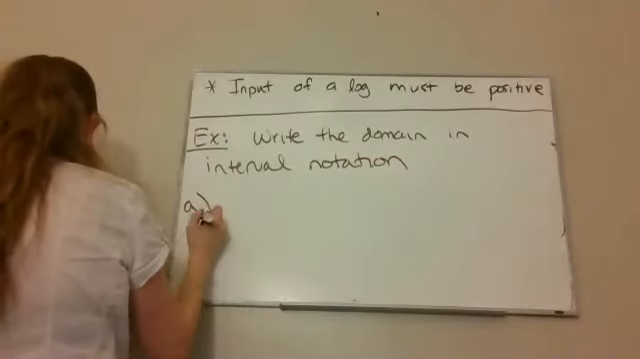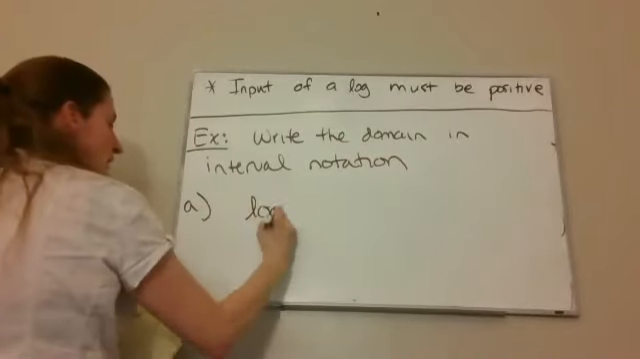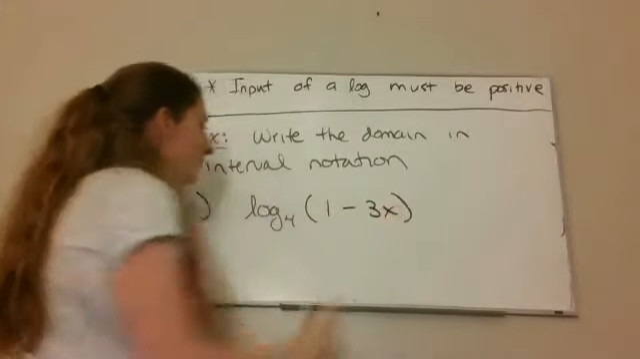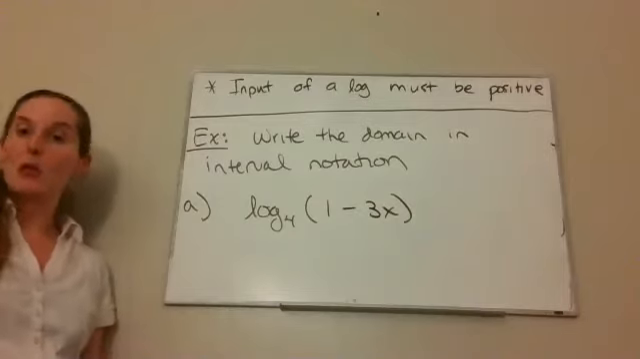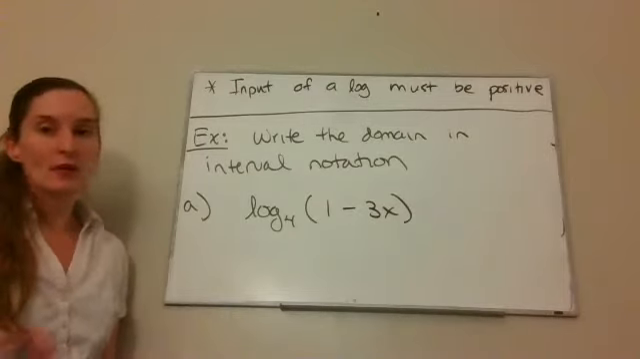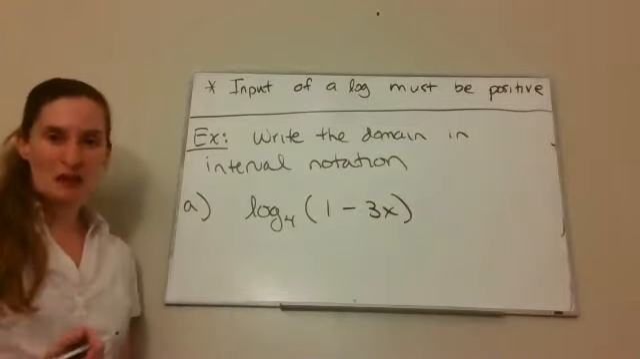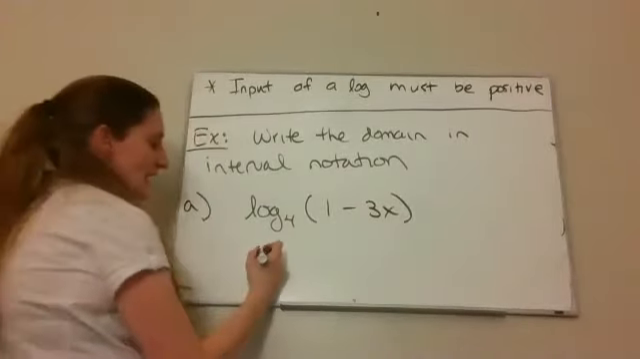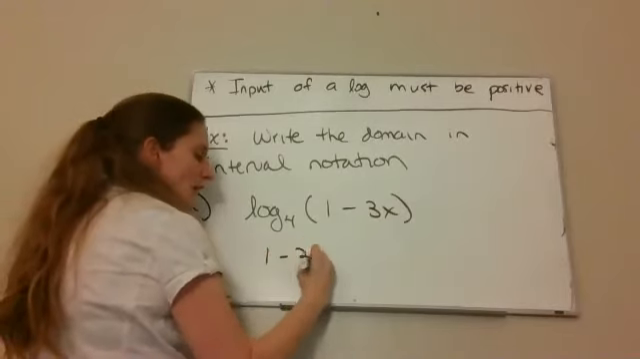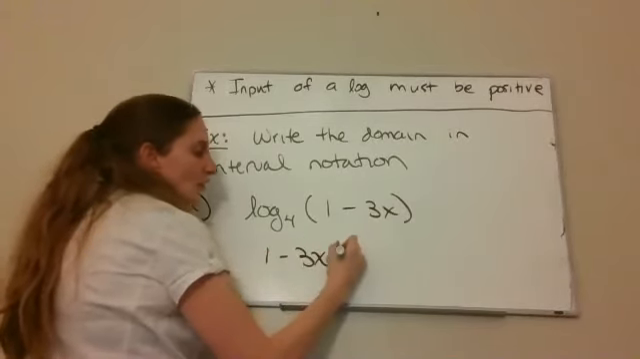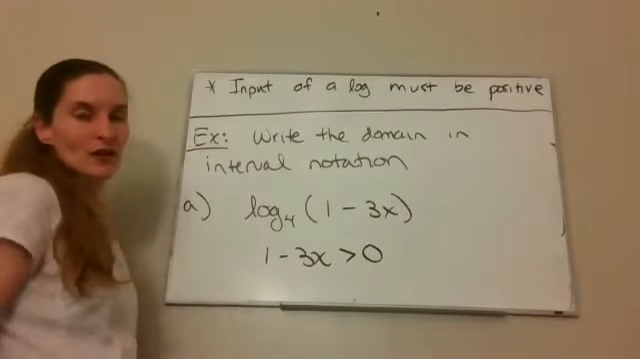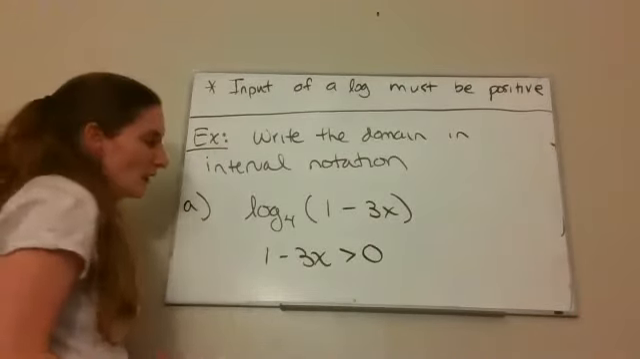My first one is log base 4 of 1 minus 3x. That's my function. What's the domain? Well, remember, we can only have positive inputs for our logarithm. So to find the domain, you take the input, which is 1 minus 3x, and you have to set it greater than 0, because that makes it positive. Now I just have an inequality to solve.